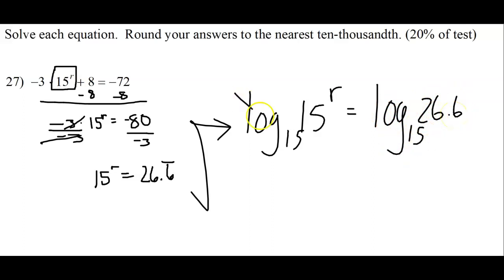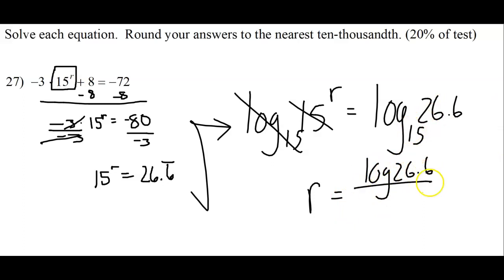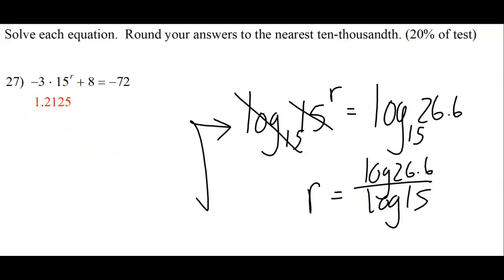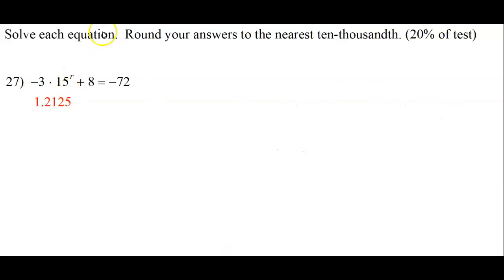On the left side, these go away, and I'm left with r. And on the right side, we're going to go ahead and do our change of base formula. By punching all that in, we should end up with about 1.2125. All right, let's go ahead and move on.